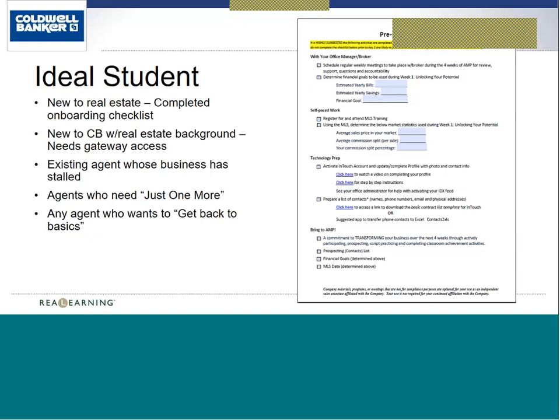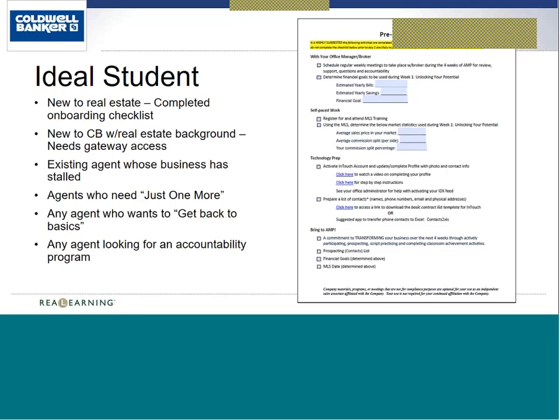I would still be talking to the agents in my class and saying, you know what, this would really challenge you. You could really knock it out of the ballpark if you participated in this AMP program. Then any agent who's looking for an accountability program, and they're out there, they're hiring coaches. If they want accountability, we are happy to give it to them. So lots of different types of students.